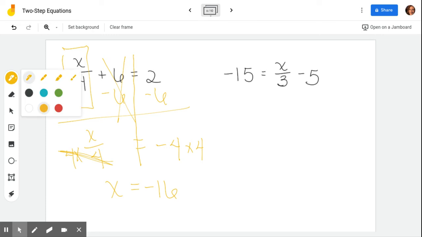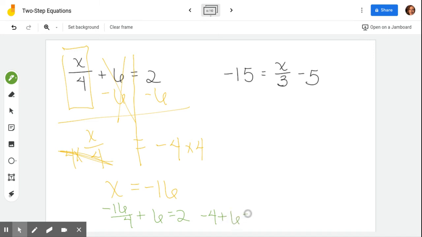Let's check it, make sure we're happy with it. So my original problem, instead of writing x, I'm going to plug in what I think is my answer, negative 16 over 4 plus 6 equals 2. Let's see, negative 16 divided by 4 is negative 4. Negative 4 plus 6, that is indeed a positive 2. We're good. Let's try another one of those.